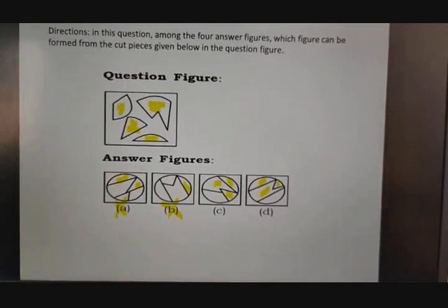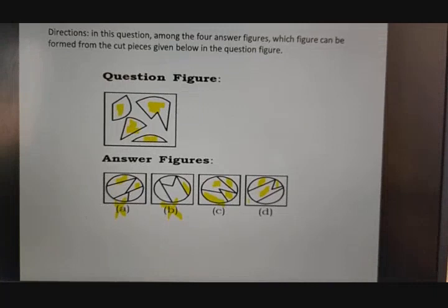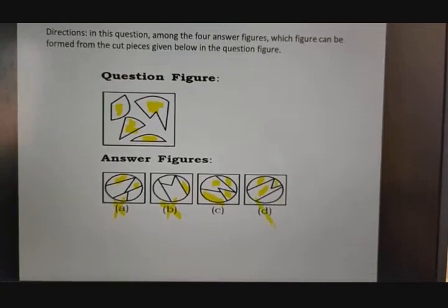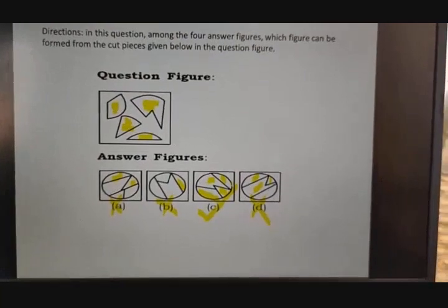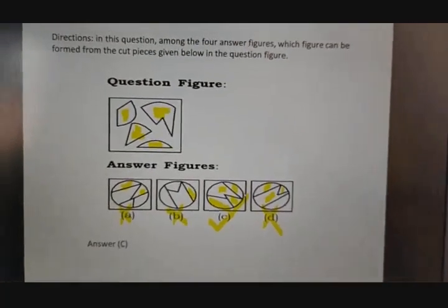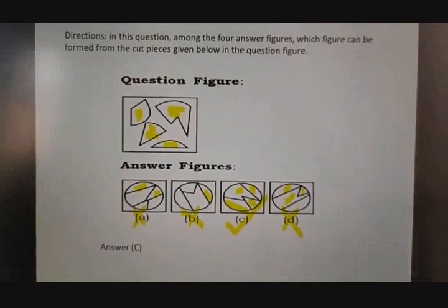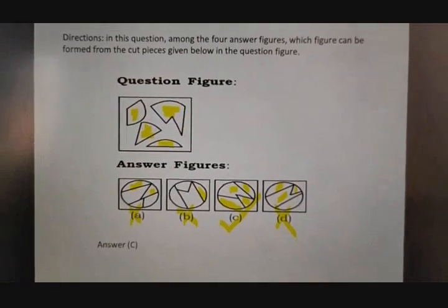Let's see the last one. This one has this side, but this figure does not contain this figure, so this could not be our answer. So our answer will be C. So it is clear how to solve the paper cut problems.